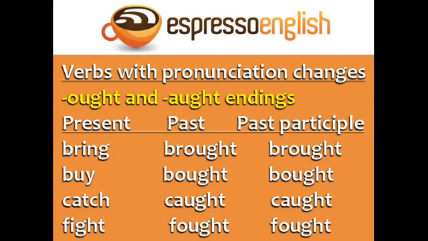Finally, we have the verbs with ought endings in the past and past participle. This can be spelled O-U-G-H-T or A-U-G-H-T, but the pronunciation is the same.